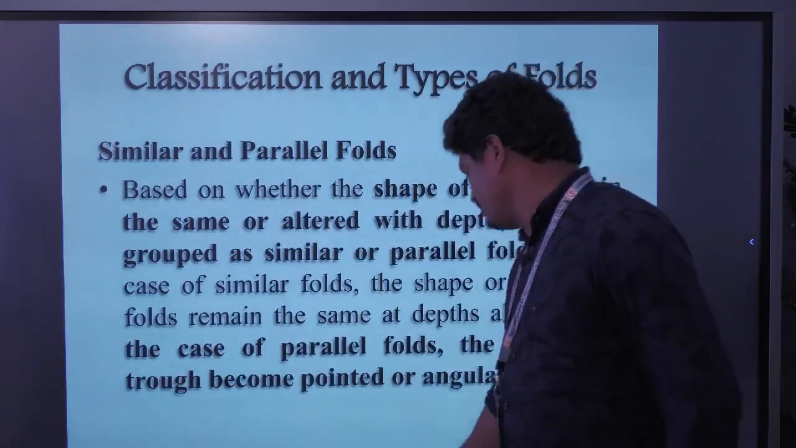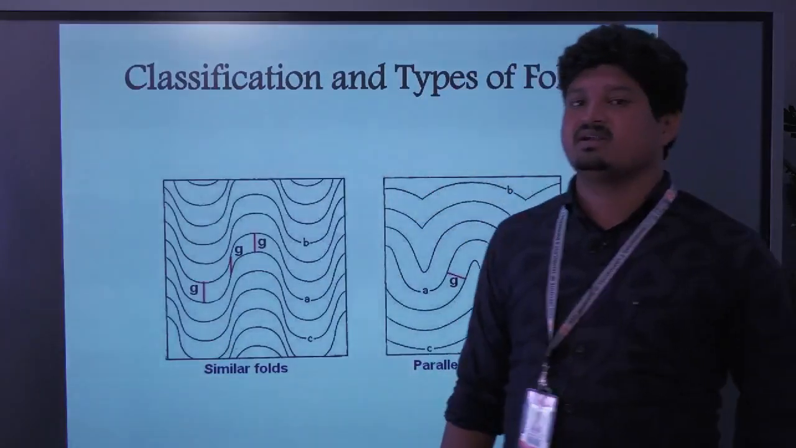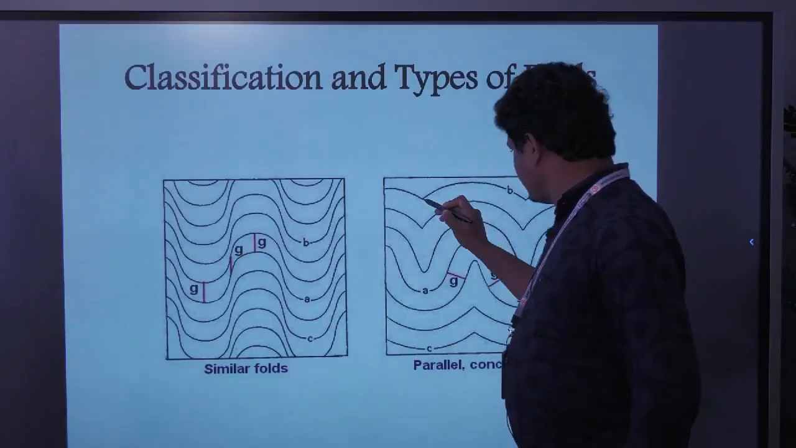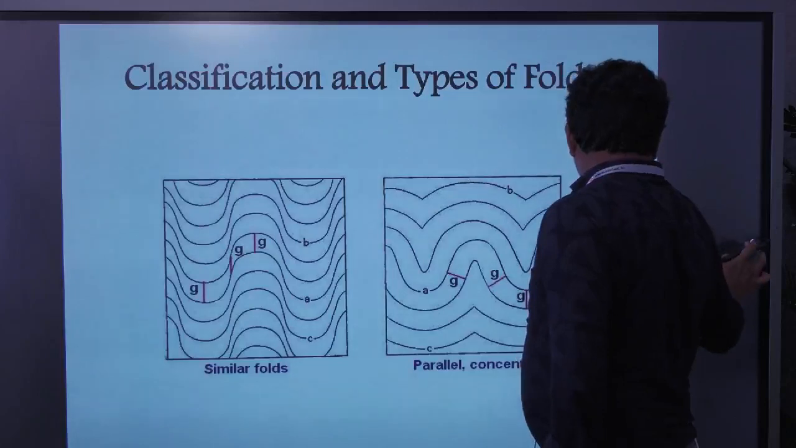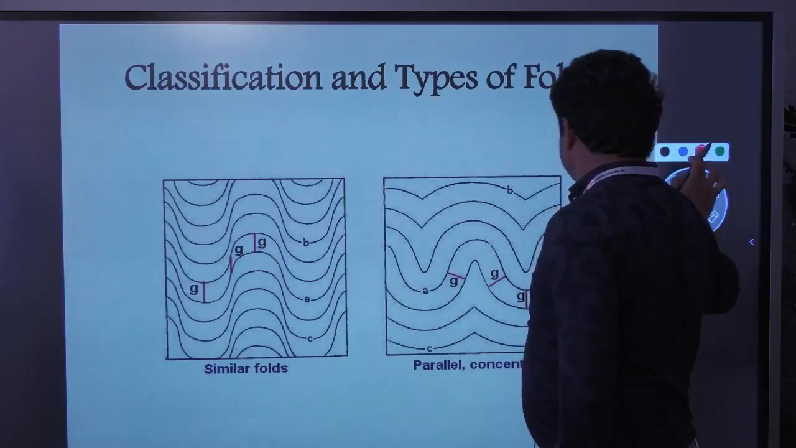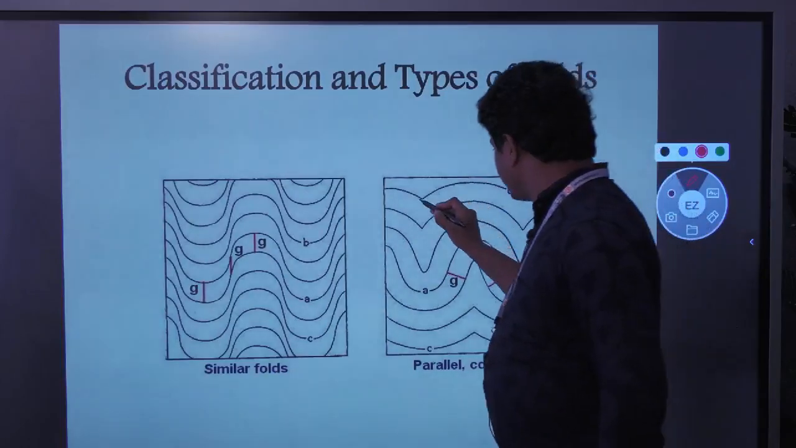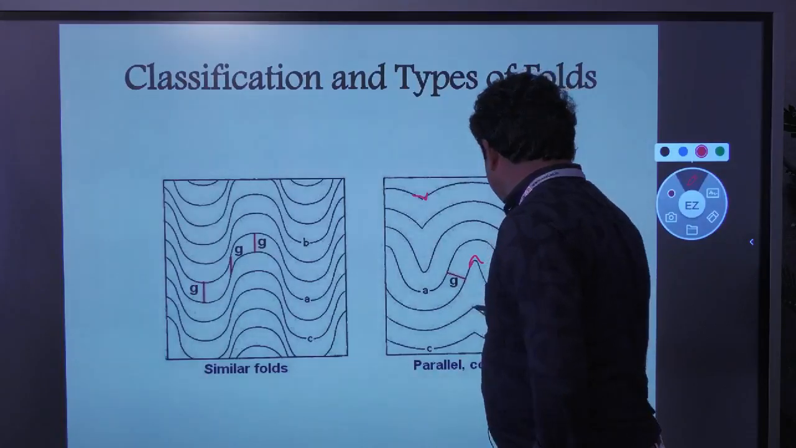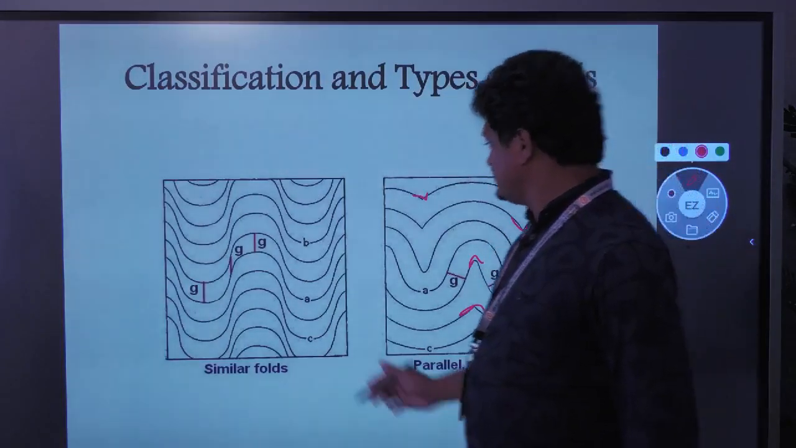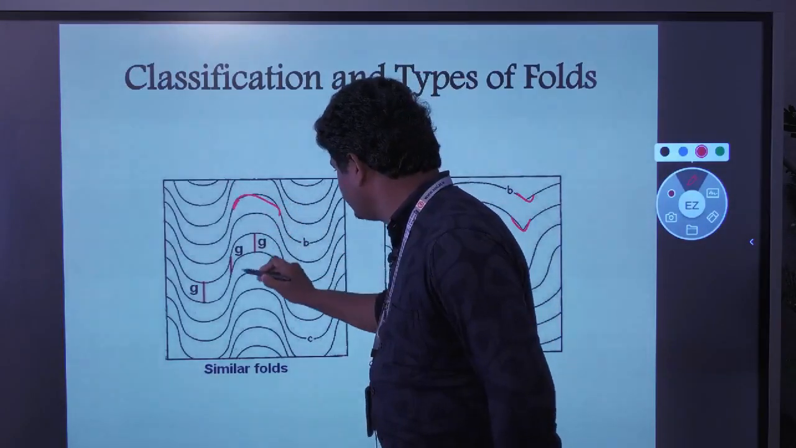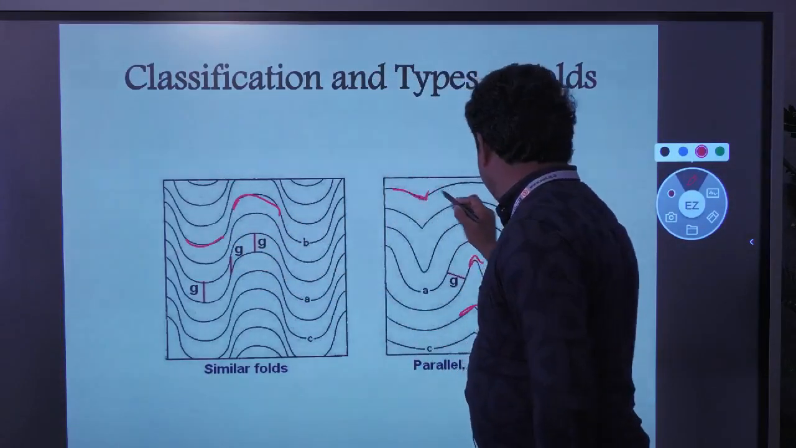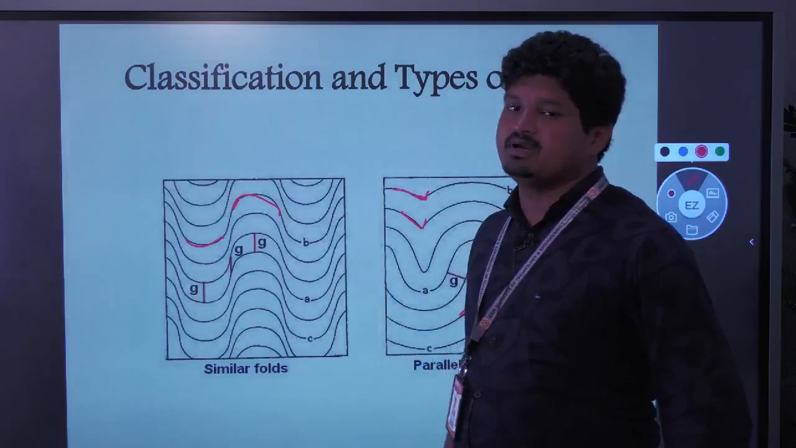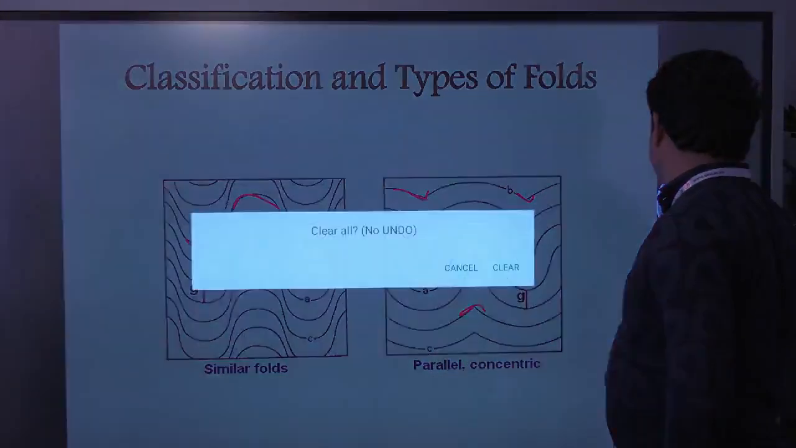And similar and parallel folds. Both are similar, but in parallel folds, sharp edges will be identified at the trough and crest side. That is the difference between similar and parallel folds. Here the similar folds will have lengthened crests and troughs, but in parallel folds some sharpness will be identified. These folds are identified in different types of rock masses.